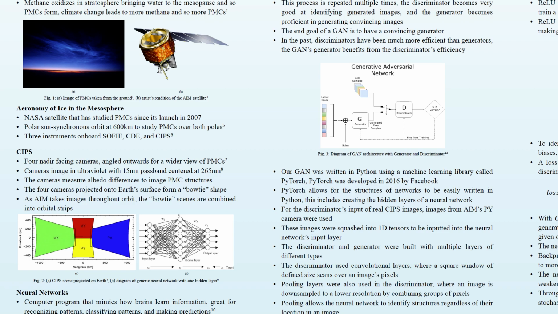A higher albedo means more light is being reflected, which means there's a cloud there. A low albedo means there's no cloud there. And so measuring the albedo difference can show where clouds are and the structures that are present within these clouds.